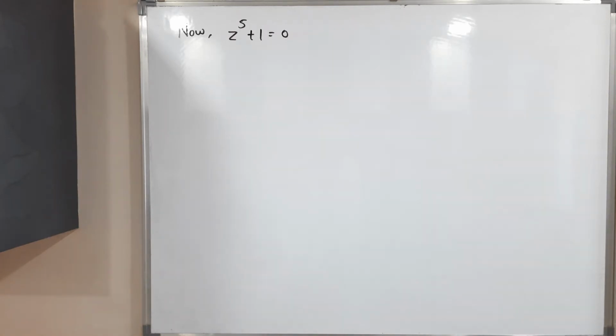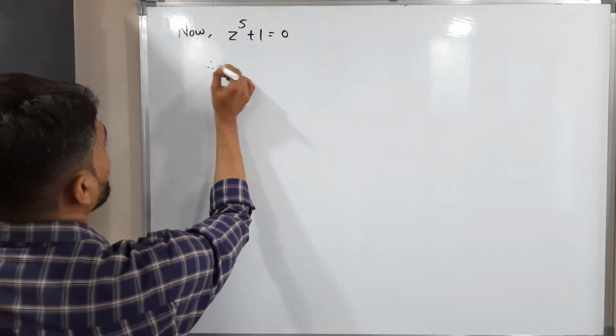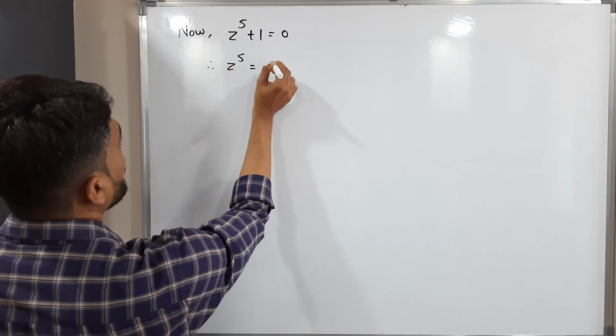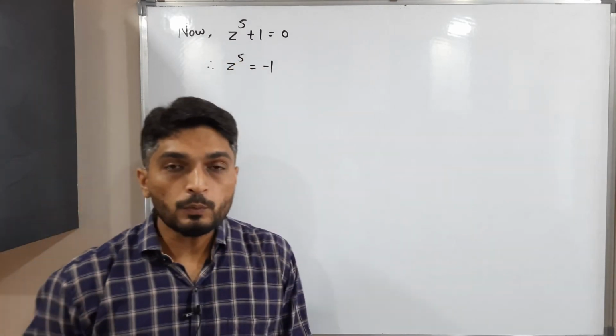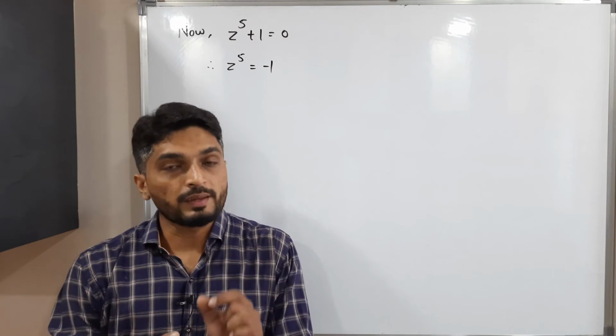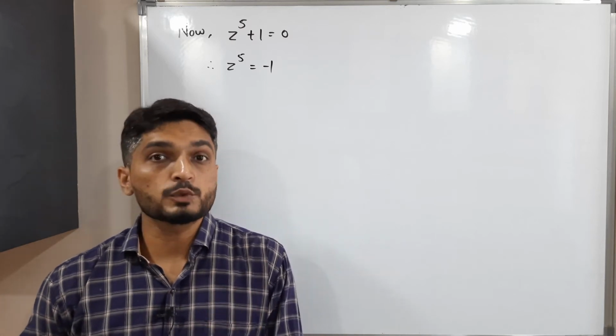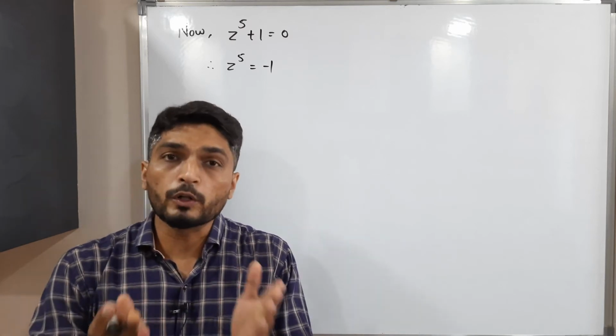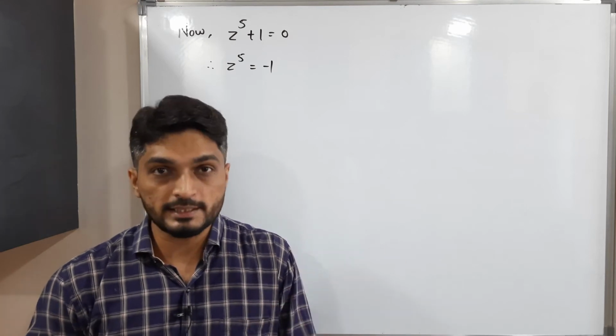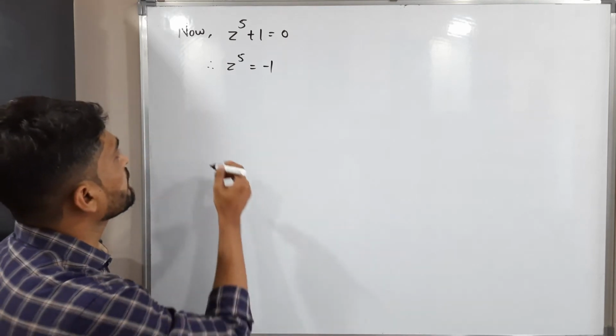So now we have z raised to 5 plus 1 is equal to 0. Okay. So therefore, z raised to 5 is equal to -1. So now we have to convert this -1, we have to express this complex number -1 into its polar form. We have already done this thing for z cube plus 1 is equal to 0. Okay, but we will repeat, no problem.